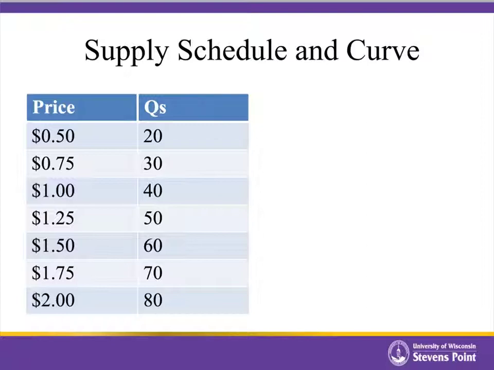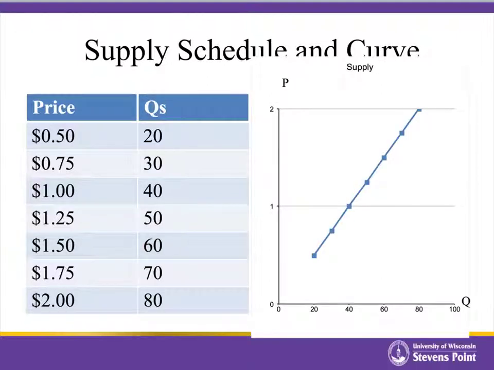So we can organize our supply information using a schedule. At a price of 50 cents, perhaps we see a quantity supplied of 20. At a price of $1.50, we see a higher quantity supplied of 60, and so on. And we can organize this graphically. Again, we have the quantity on the x-axis and the price on the y-axis, and we have all of these points plotted out. So a price of $2, quantity supplied of 80. The line here showing supply is representing all the points described within our table.